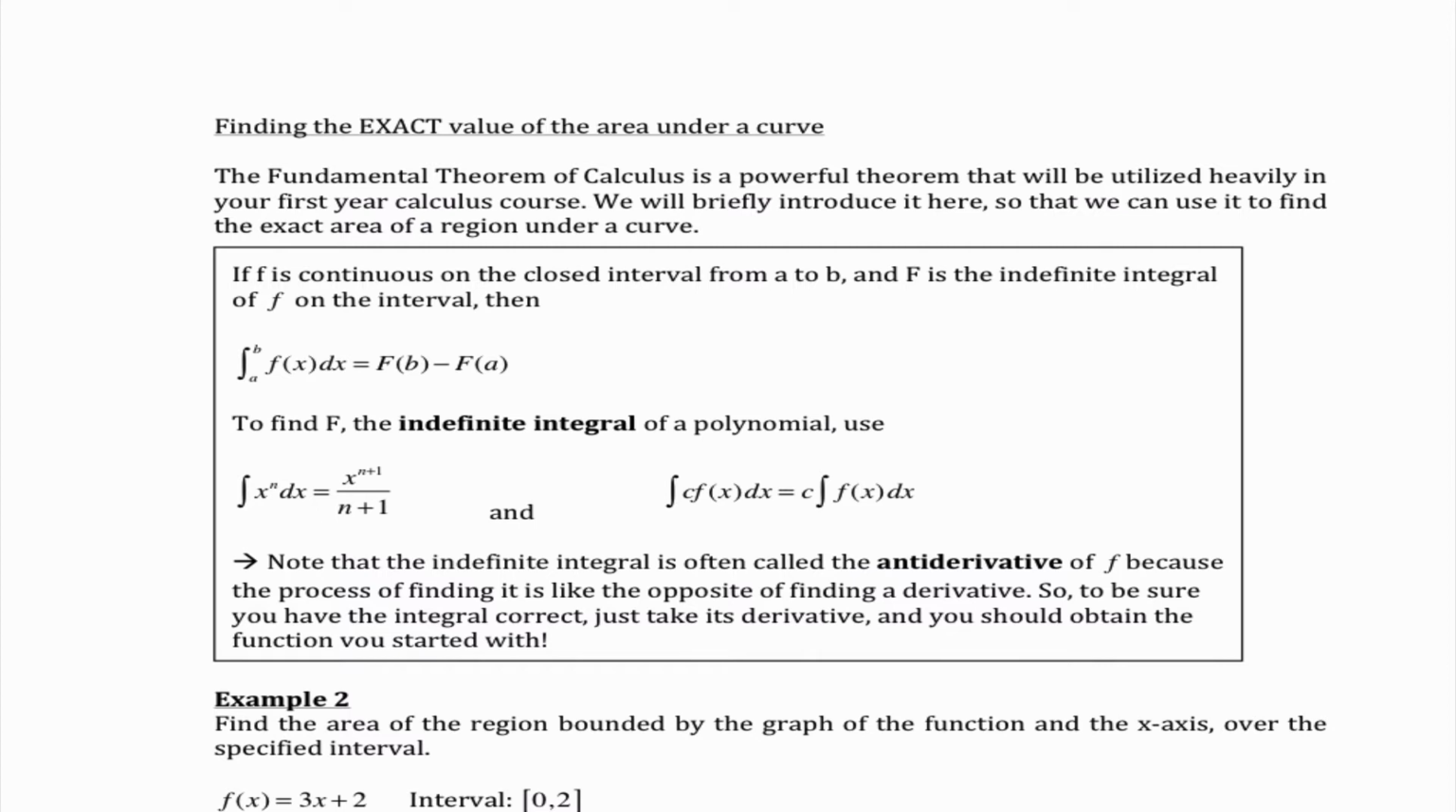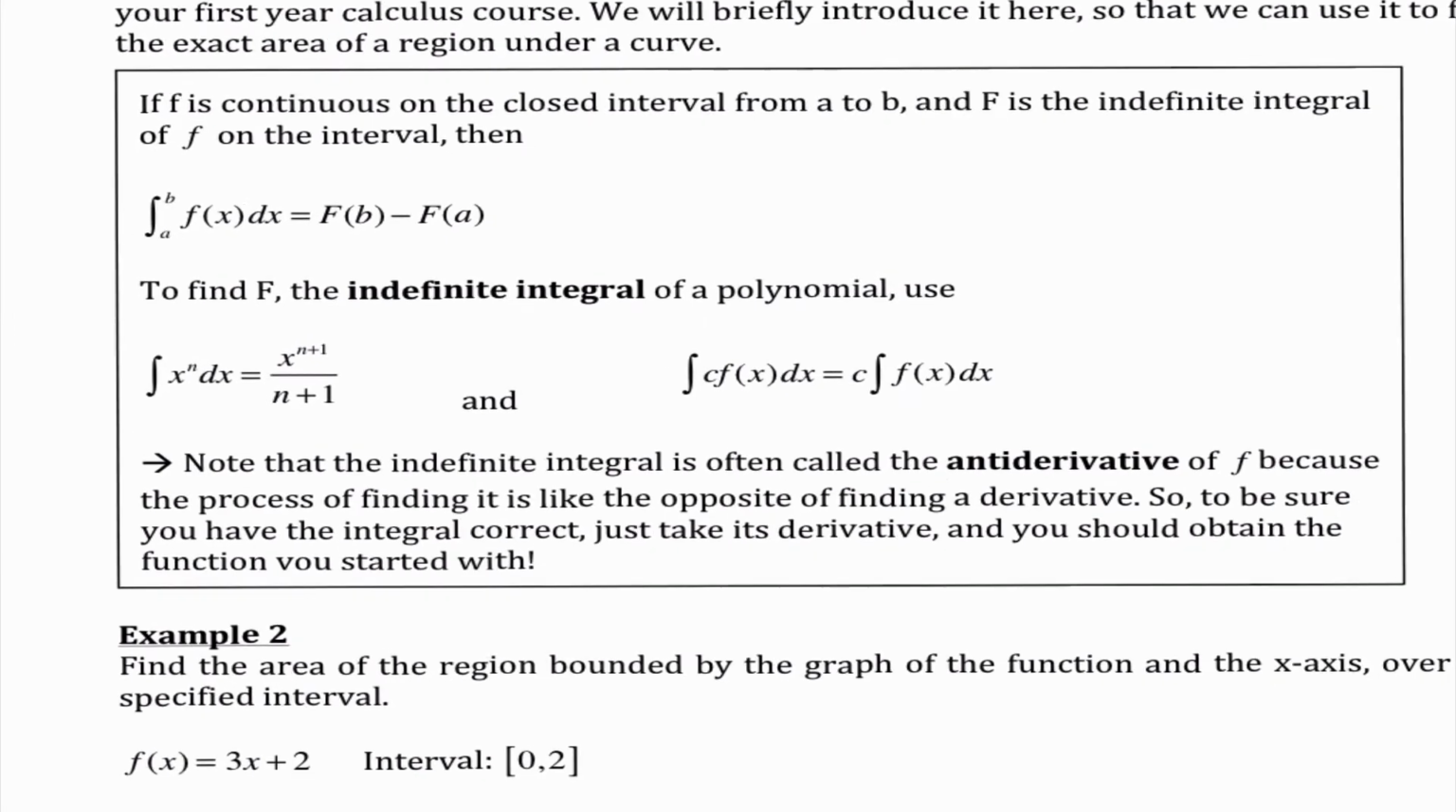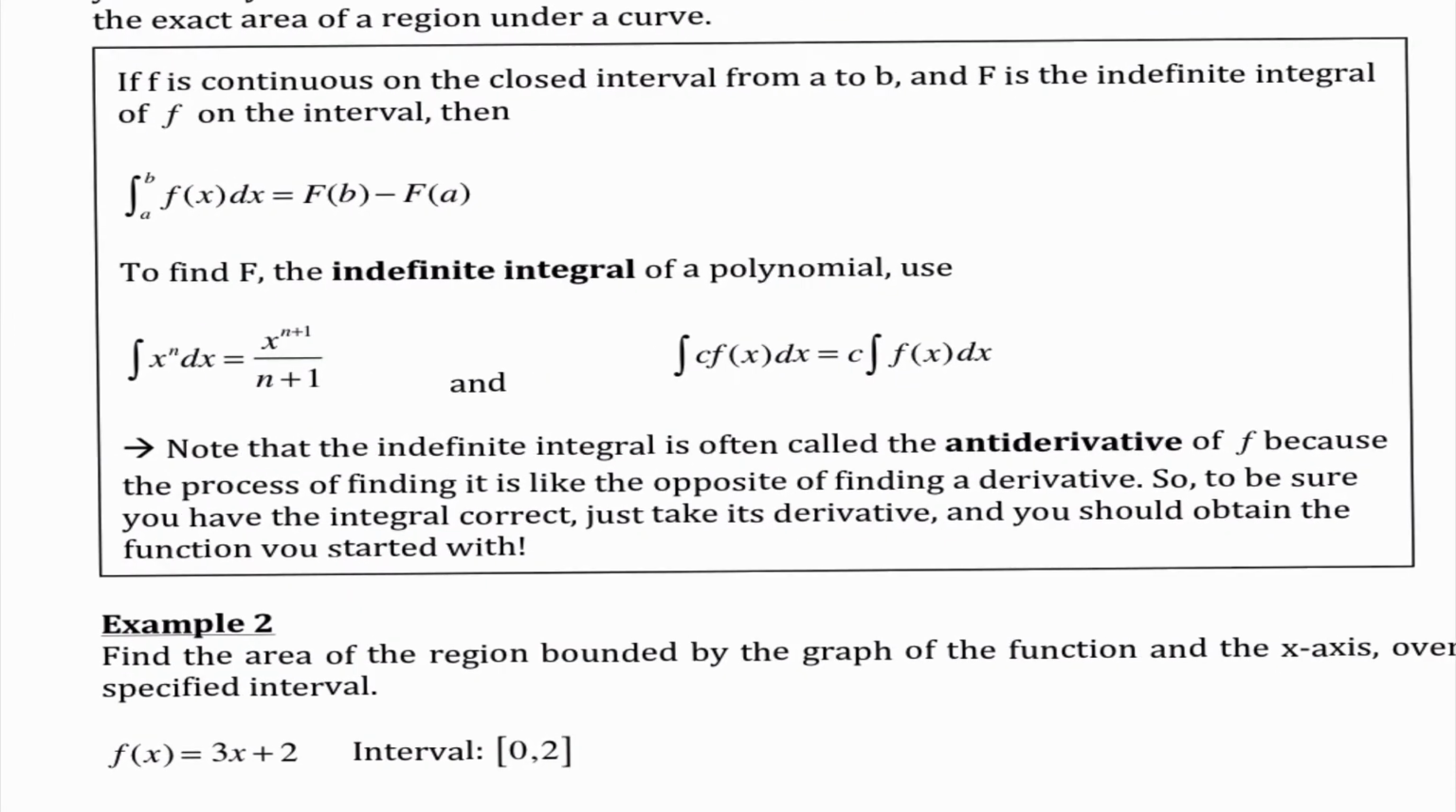And today I want to stress that we're really just doing a brief introduction of this. We're not really going into why this works or being super specific in why we do certain things with the notation, but we just want to see how this can help us out. Okay, so it says if f is continuous on the closed interval from a to b, then f is the indefinite integral of f on the interval.